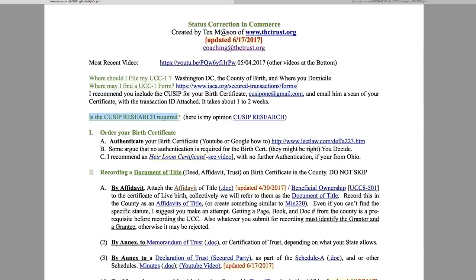Anyway, I realize that some of you guys don't know what the master file is. When we say the master file, we're talking about the extent of all our knowledge and expertise in regard to how one would correct their status in commerce.